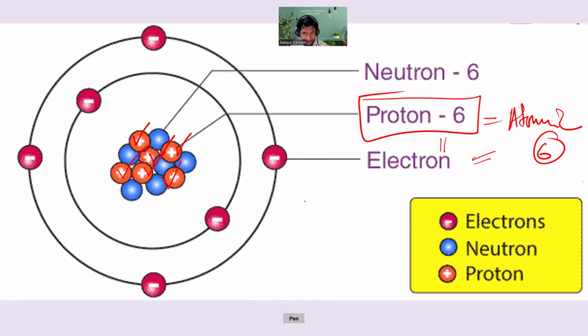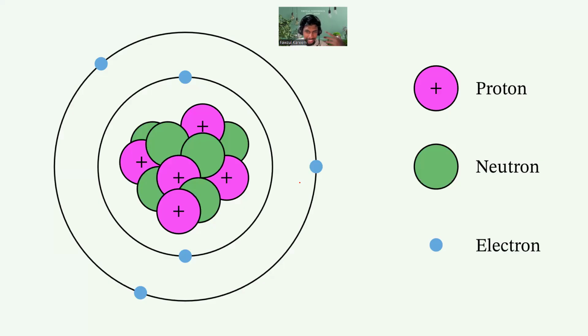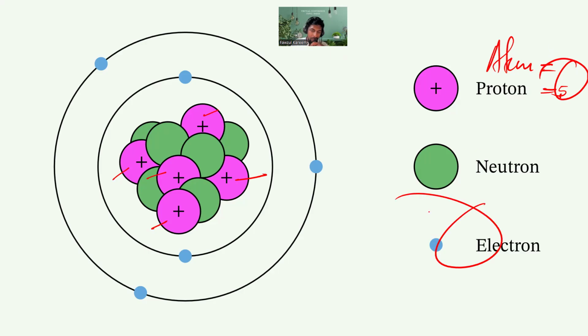Simple. So what is the atomic number here? How many protons are there? 1, 2, 3, 4, 5. So the number of protons is 5, so the atomic number is also 5. And the number of electrons is also 5. Why? The number of protons is equal to the number of electrons, right? So the number of protons is 5, the number of electrons is 5, and the atomic number is also 5.